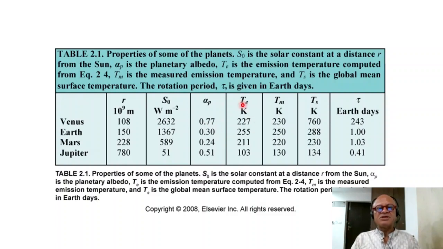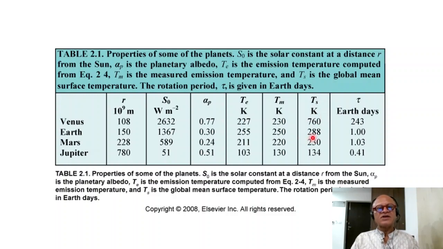But the emission temperature of Venus is 227. For Earth it is 255, as we mentioned. For Mars it's 211. So Mars is quite cold. The mean emission temperatures are 230, 250 and 220, but what are we most interested in? Typically, it's the surface temperature in Kelvin. So if you look at the surface temperature of Venus, it's 760 Kelvin.